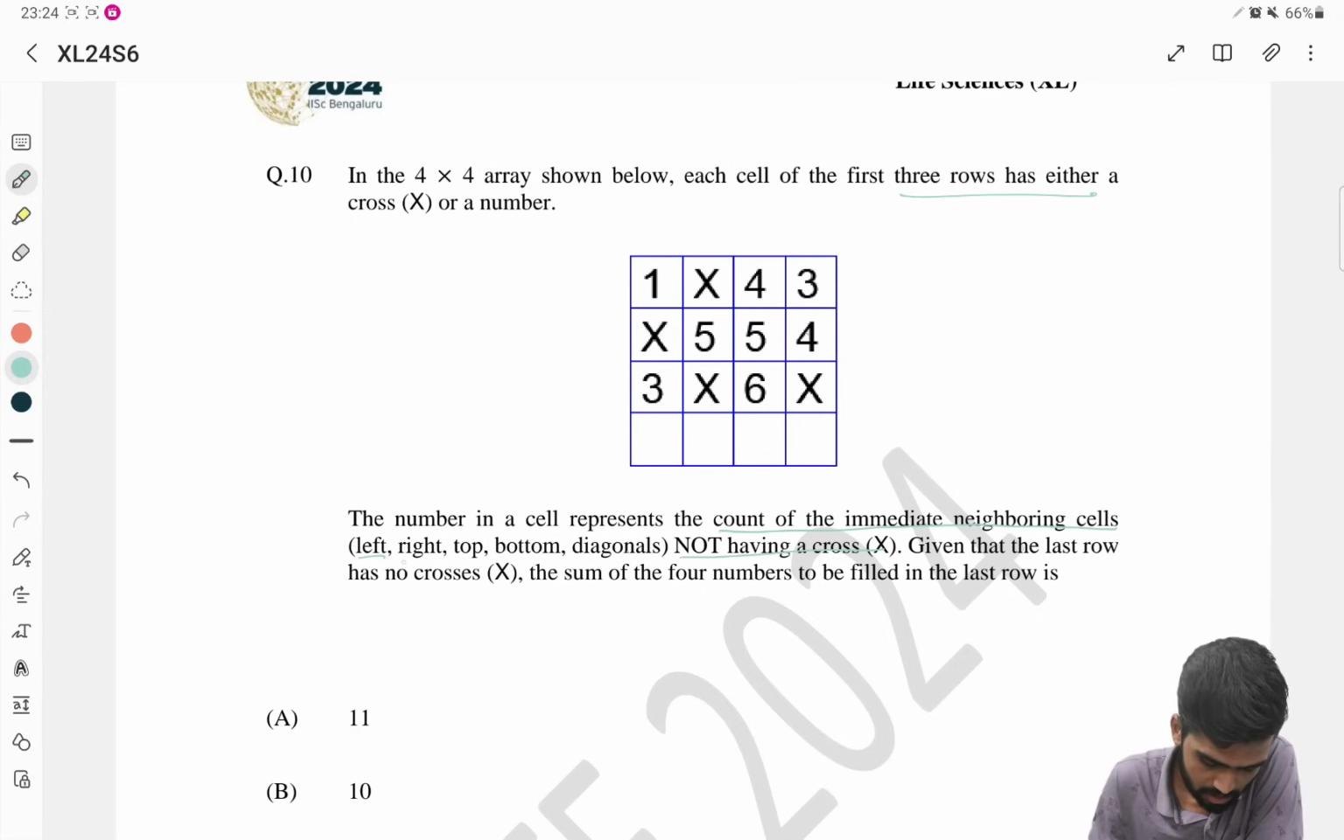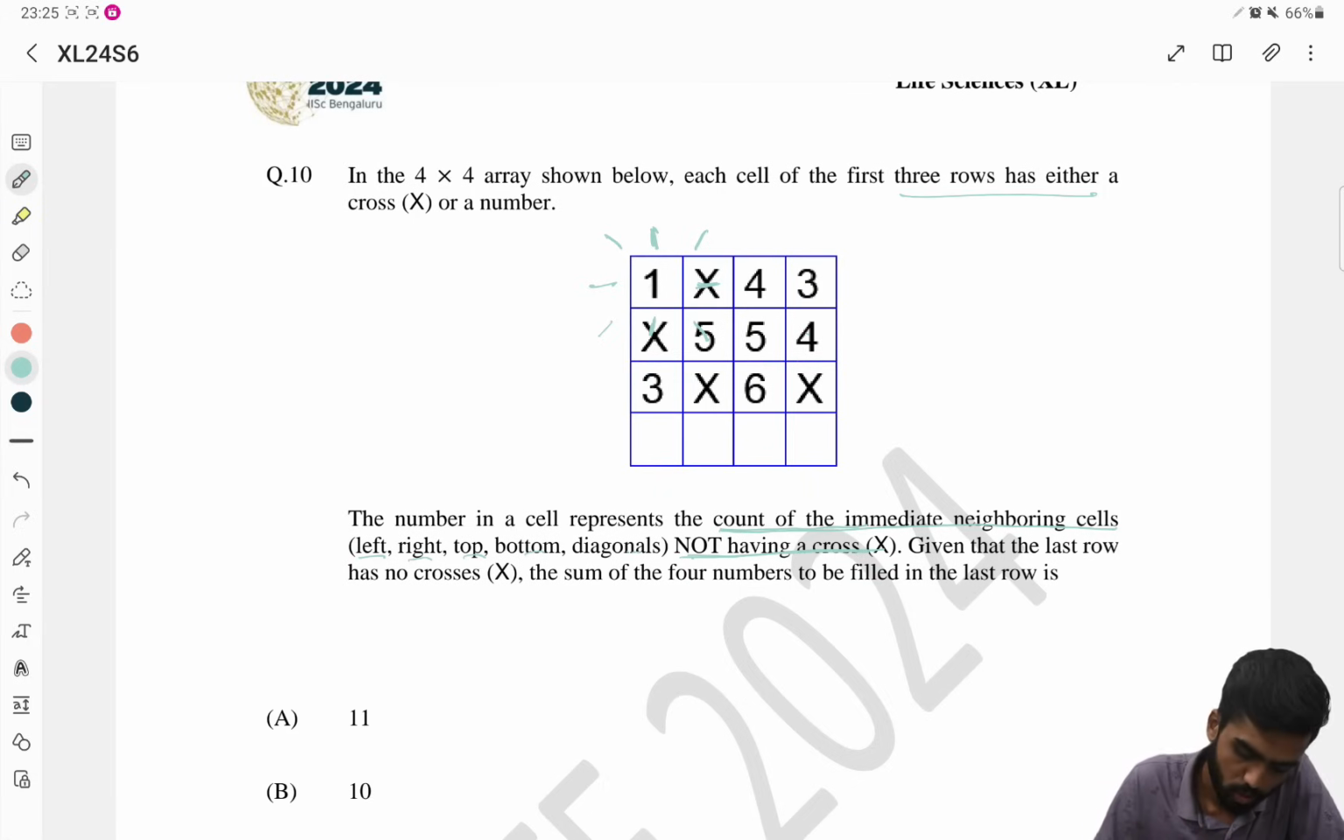What are its neighboring cells? Left, right, top, bottom, diagonal. This is its left, right, top, bottom, and these 4 are the diagonals. So the count represents the number of neighboring cells that do not have a cross. This one says that in its neighboring cells, one of the cells does not have a cross. That is right, because this particular cell 5 does not have a cross. So in the 3 neighboring cells, only one does not have a cross.